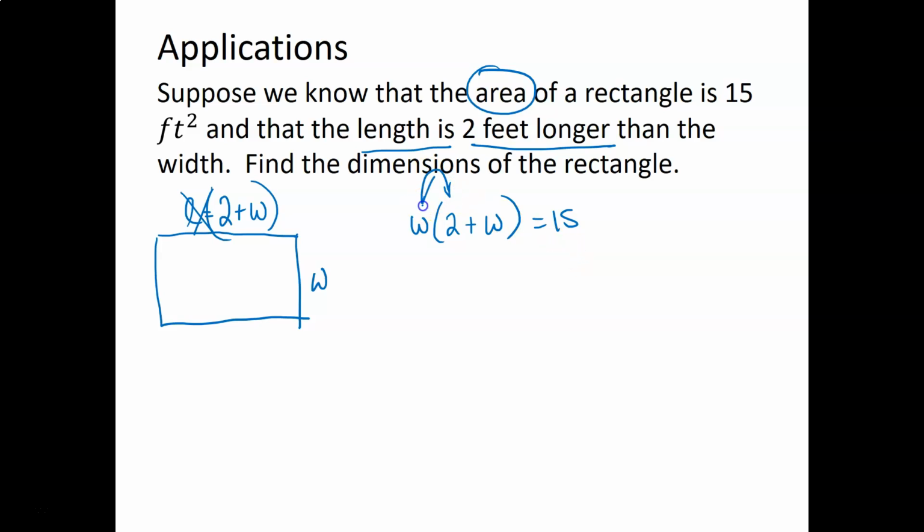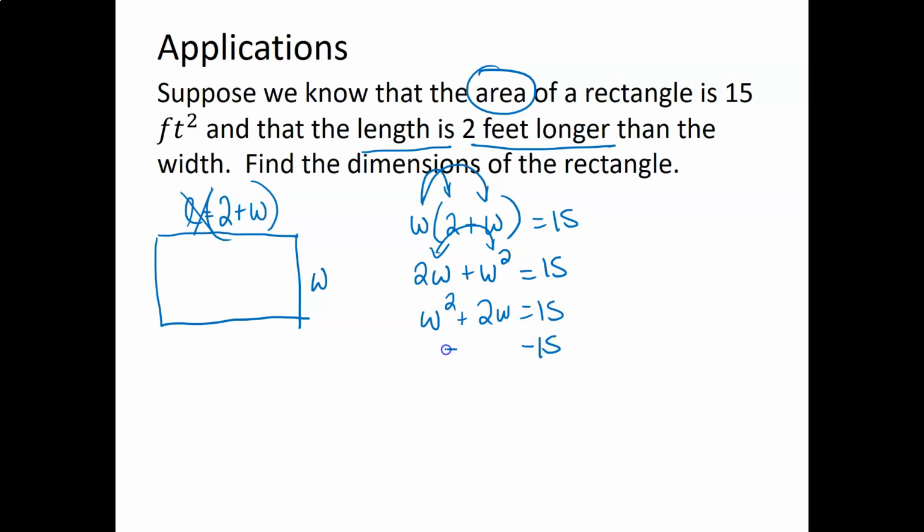All right, I'm going to distribute this to start solving. So this becomes 2W plus W squared equals 15. I noticed that this is creating a quadratic, not a linear. I have a W squared and a W, which means I'm going to have to solve this using factoring. I'm first going to switch these two around so that I have the W squared first and then the 2W, so that I can get it into standard form.